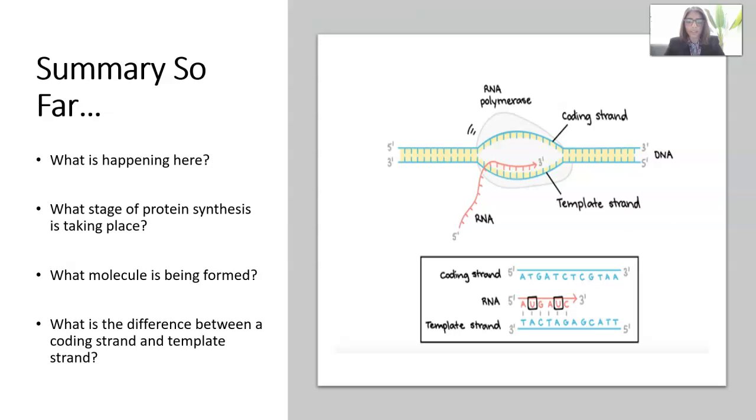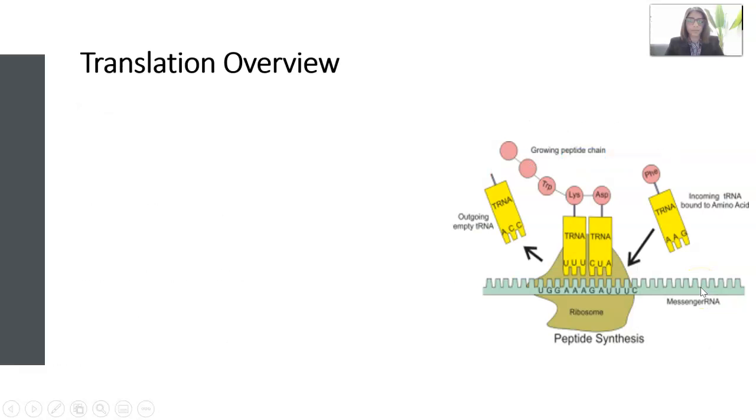Now, this diagram has been enlarged at the bottom here so you can see the bases, and I'd like you to write a sentence, if you haven't already done so, about the differences between the coding strand and the template strand and the base sequence on the RNA and the DNA. Okay, so hopefully you have done that and you're confident with your knowledge on transcription. Now we're going to be looking at translation.